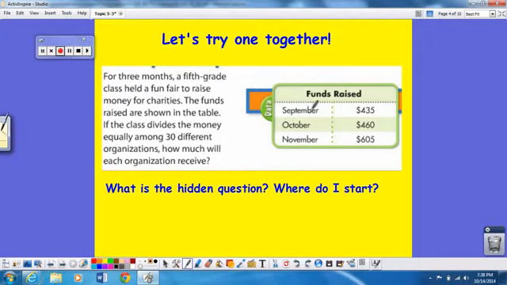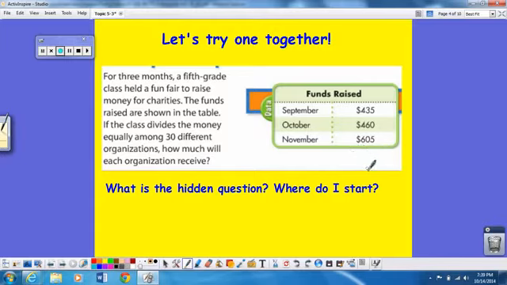Okay, so we know these are the months. Remember, always stop and ask yourself, what do you know? We know that these are the months that they had the fun fair. We know that these are the amounts of money they made during each of those months. Now, all the money that was raised, they're going to divide it equally among 30 different organizations. How would we do that? What is the hidden question in this problem?